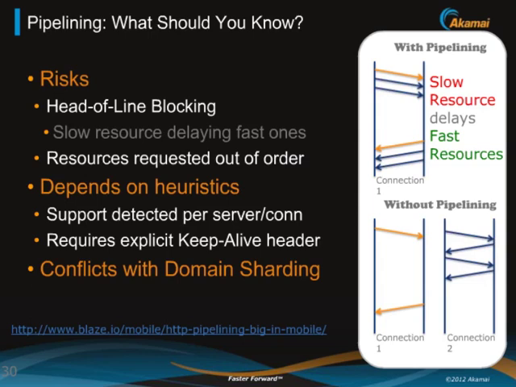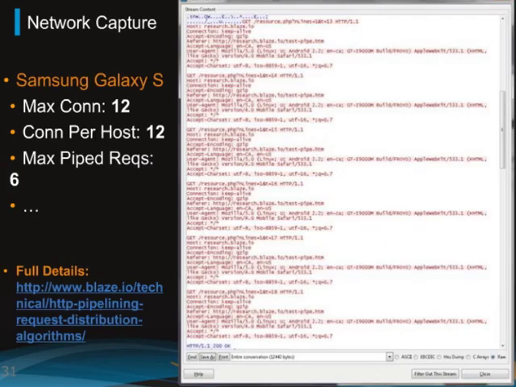The last thing to know is that it does conflict with domain sharding, which is a separate optimization that deals with opening more connections. It basically leads the browser to open more connections to the server, which to a certain extent conflicts with pipelining. So there's a link here to a lot more information about it. This is actually just a screenshot of a network capture from the Galaxy S. It's just some eye candy here where you can see about 6 requests being made at once without a response in between, just submitting all of those requests at once.